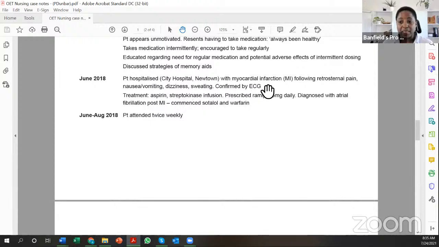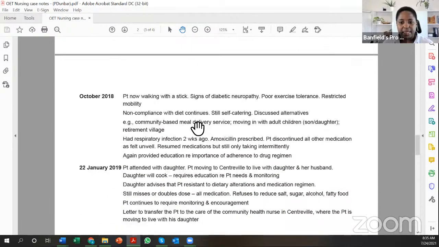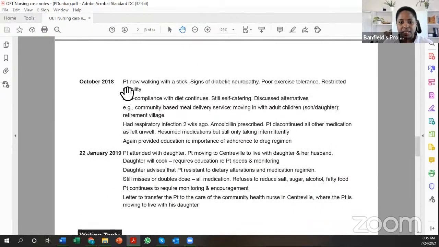Then he was hospitalized with a myocardial infarction. So he had a heart attack, poor thing. And he was given additional treatment for high blood pressure and for his heart attack, as well as for his arrhythmia: sotalol, and the warfarin blood thinners. He was attending clinic, and we see here by October the next year, he's deteriorating.